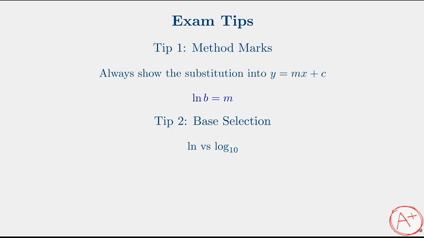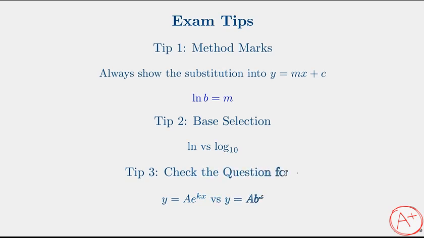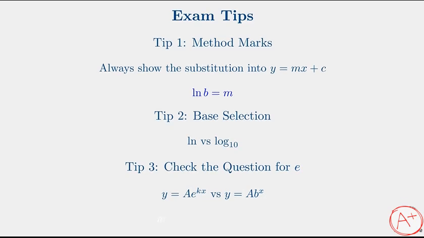While you can use base 10 logs, using natural logarithms, denoted as ln, is standard for A-level. It is much more efficient when dealing with the base e, which appears frequently in later chapters like differentiation and integration. If the question gives the model using base e, the gradient of your ln y versus x graph is exactly k. You do not need to take the log of k. However, if the base is a constant b, the gradient is ln b. Read the given formula carefully.